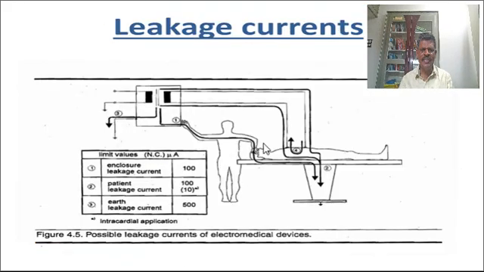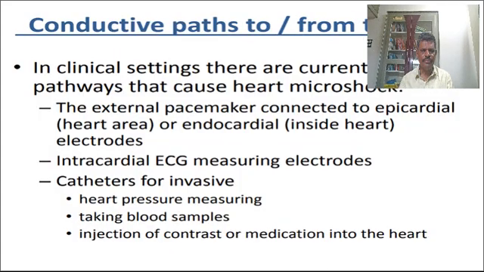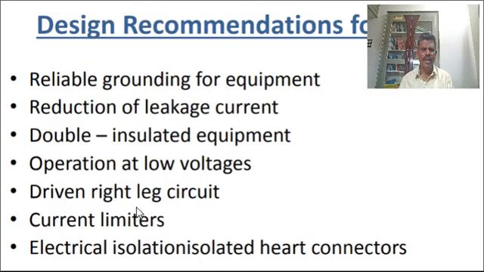Next one is leakage of current. Sometimes leakage may happen to the patient, so we have to avoid such things. Now the conductive paths: in a clinical setting there are current pathways that cause heart microshock. These are intracardiac ECG measuring electrodes, catheters for invasive heart pressure measuring, taking blood samples, and injection of contrast or medication into the heart.